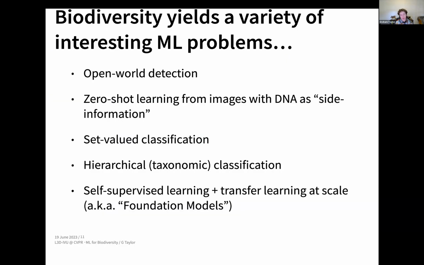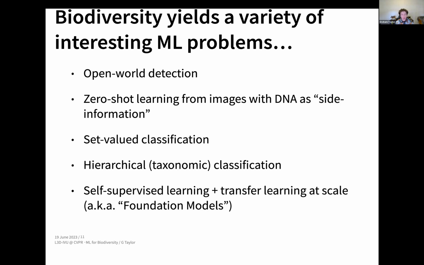So one message I do want to convey to AI and machine learning folks is that there's a lot more here than just throwing a CNN or a vision transformer at the problem. There's a lot of really interesting machine learning problems here in biodiversity analysis. And many of these problems, these machine learning tasks specifically, I've actually learned about while working in this field.